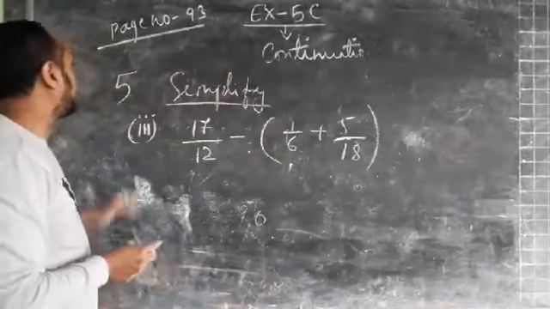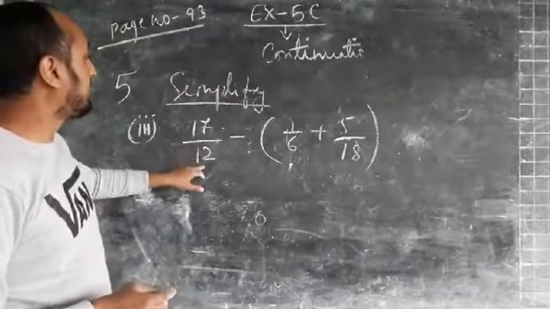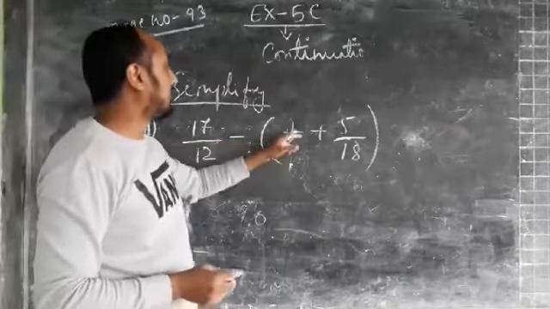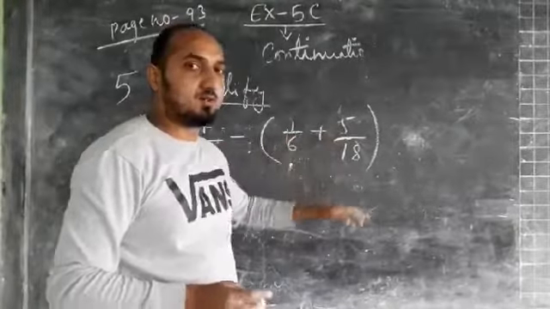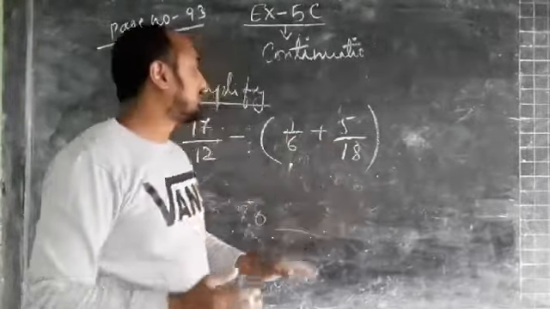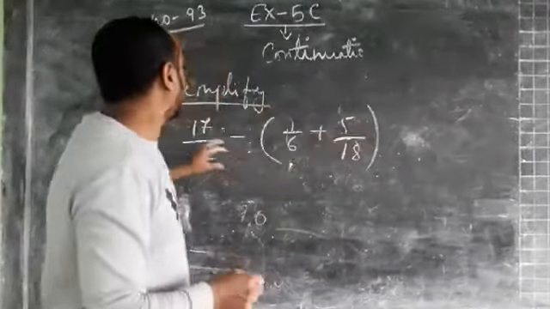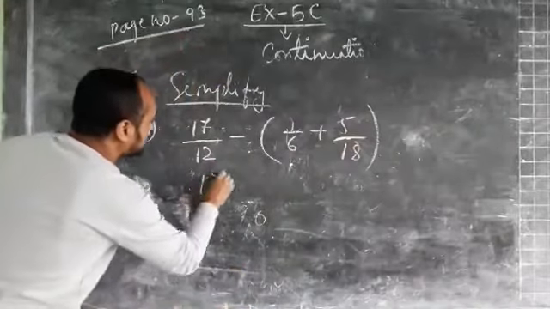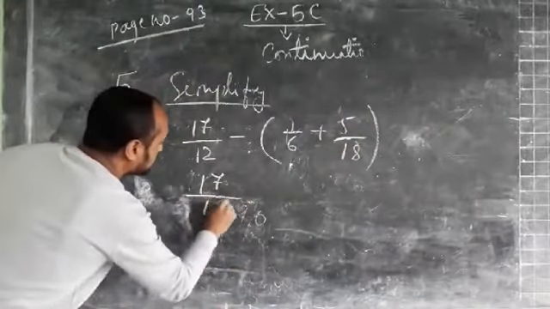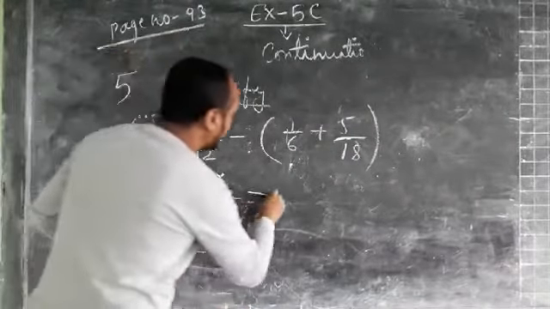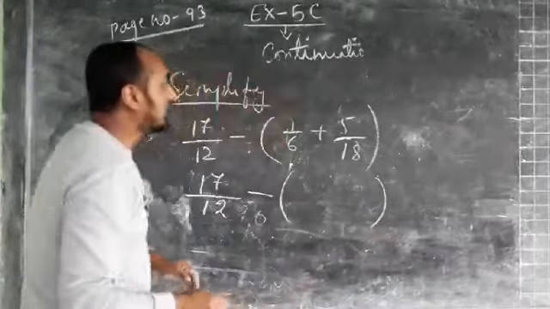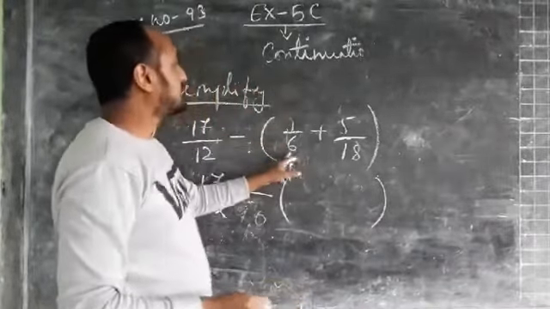Next question we have 5, 3. So 17 by 12 minus within bracket 1 by 6 plus 5 by 18. So according to BODMAS, we have to solve first within the bracket. Then we'll come to the next step. So we'll write this one as same 17 by 12 minus. Now within bracket we have 6 and 18.